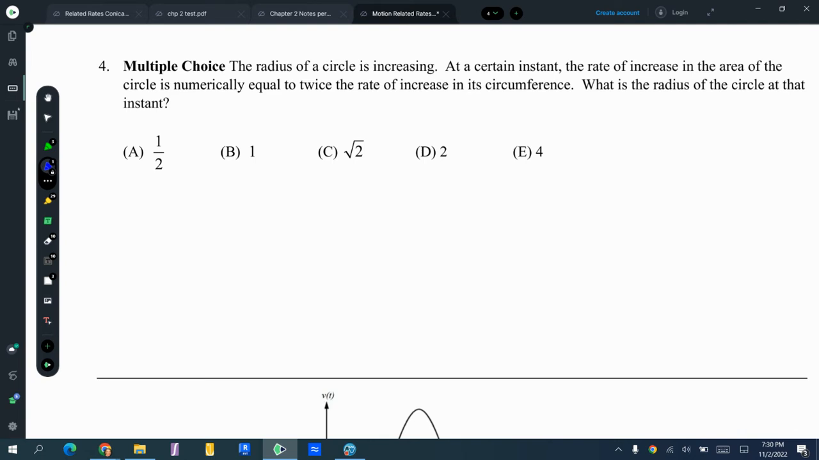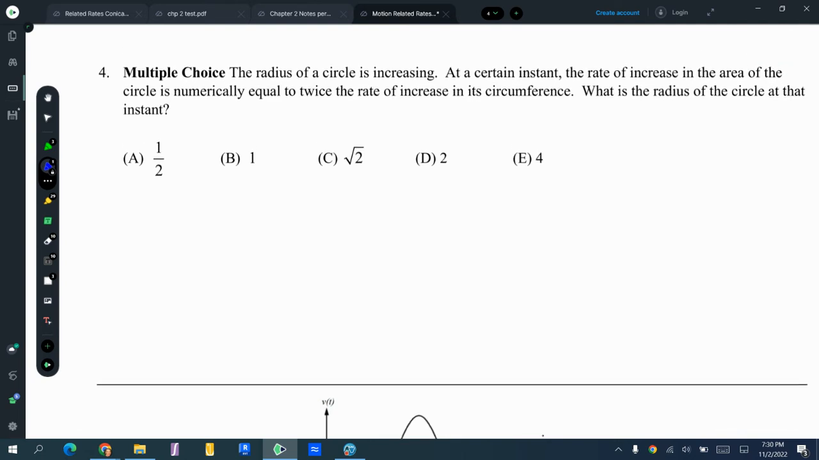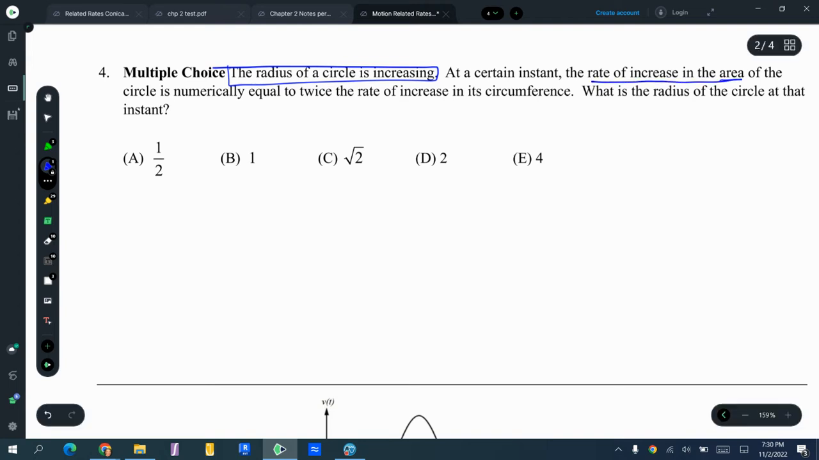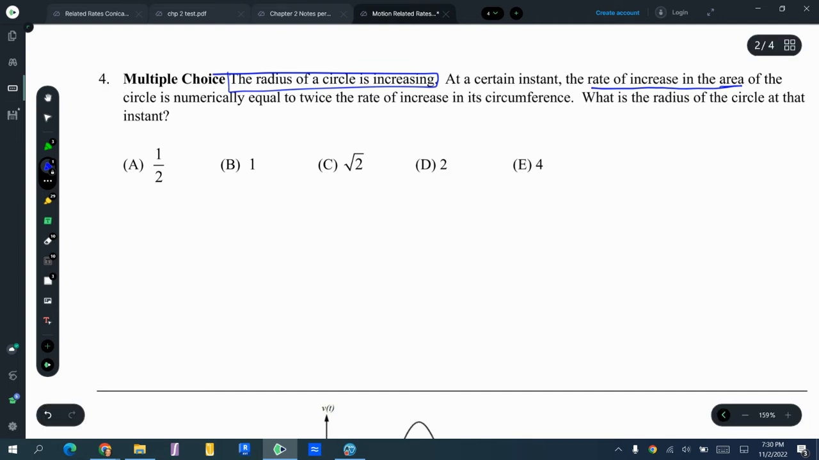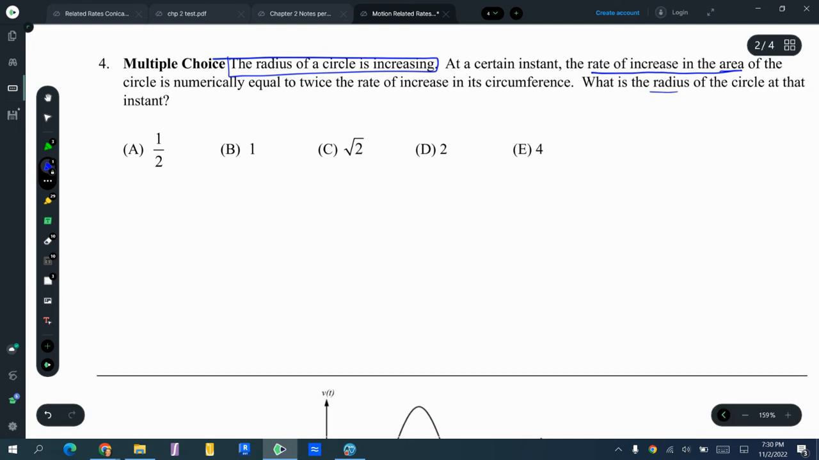Number 4, the radius of the circle is increasing. So at a certain instant, the rate of increase in the area is equal to twice the rate of increase in its circumference. What is the radius of the circle at that instant? Now, because I have done problems like this before, I know where to go with this and what to do. It's just a matter of having enough repetition and practice. But I'm going to approach this as a novice. Like, what would you guys think as you're looking at this problem?